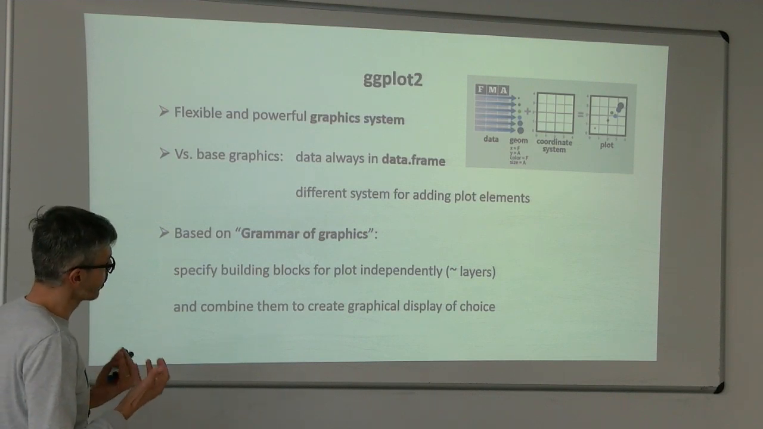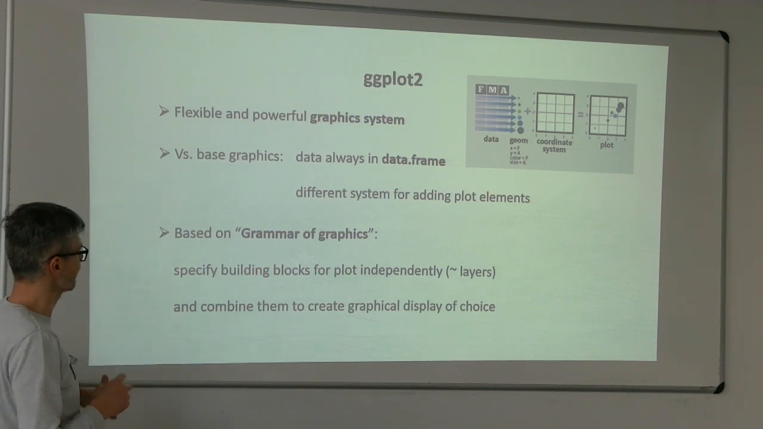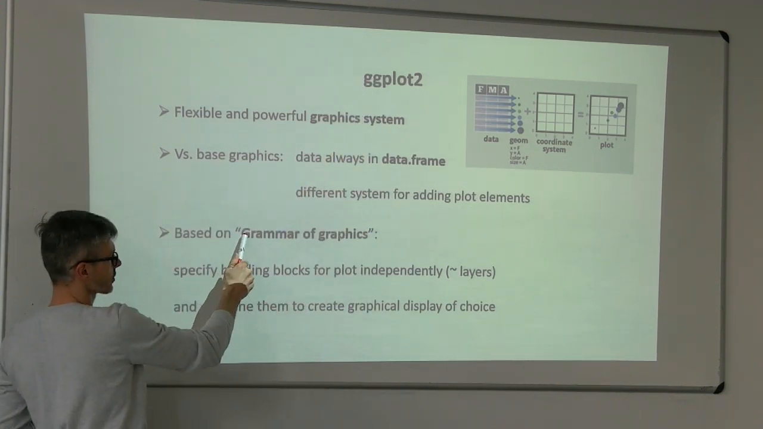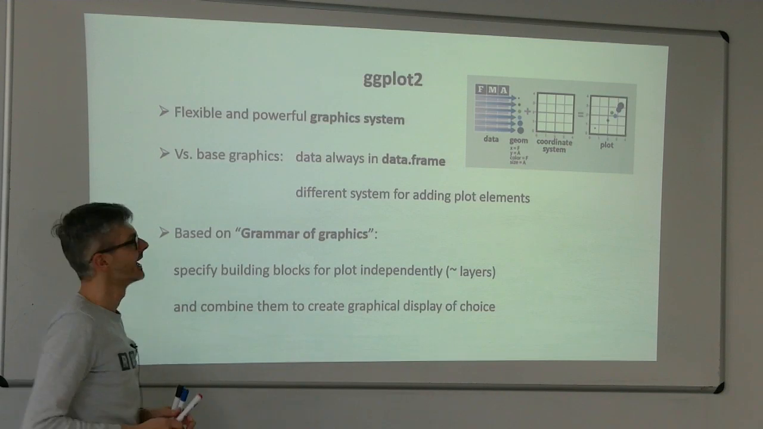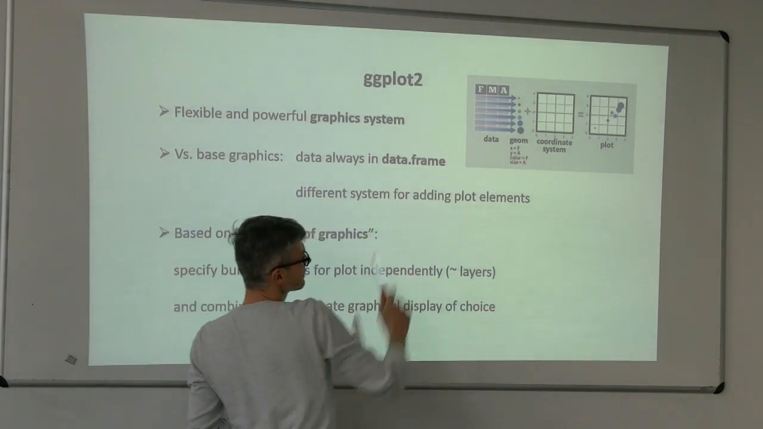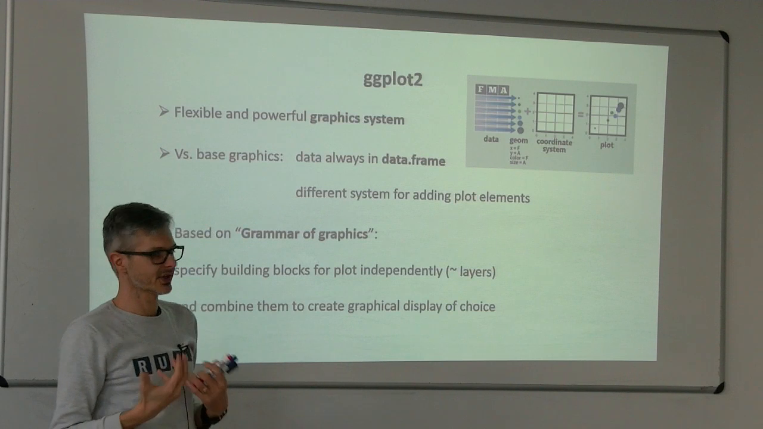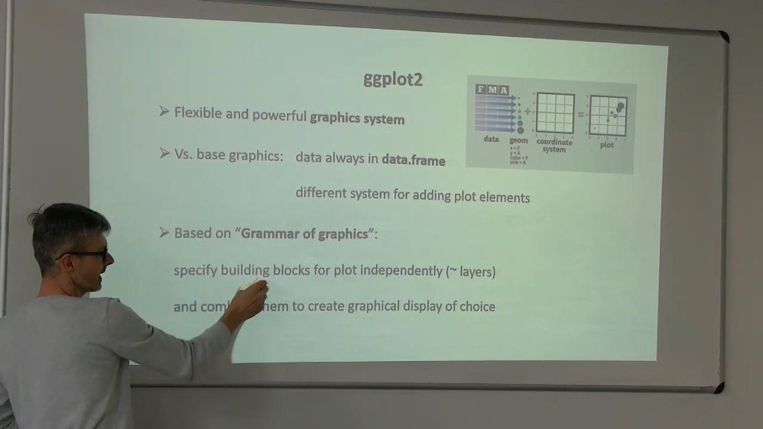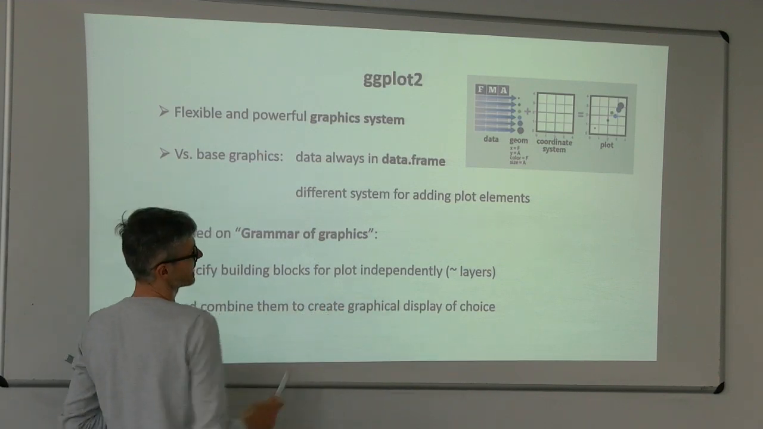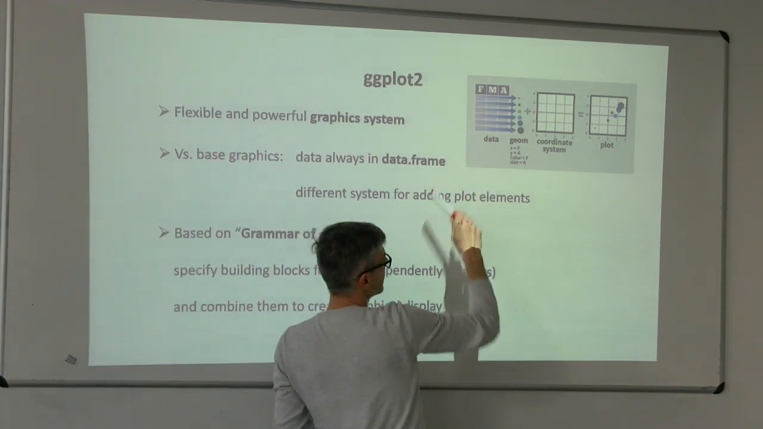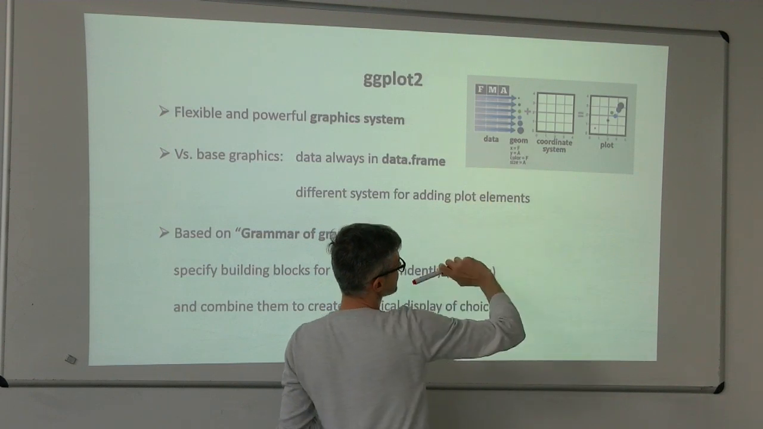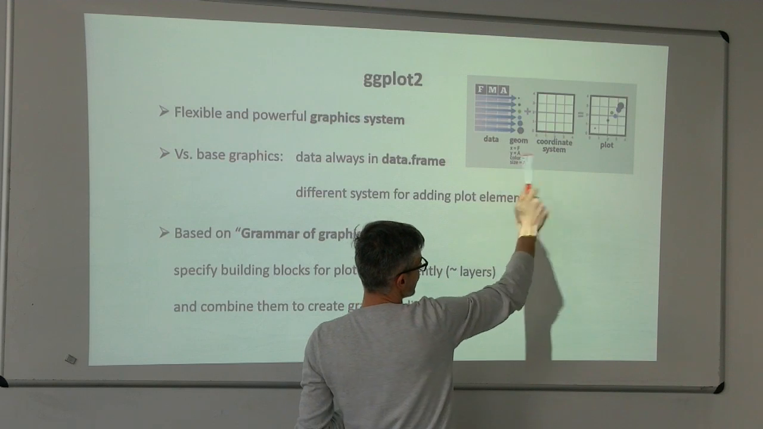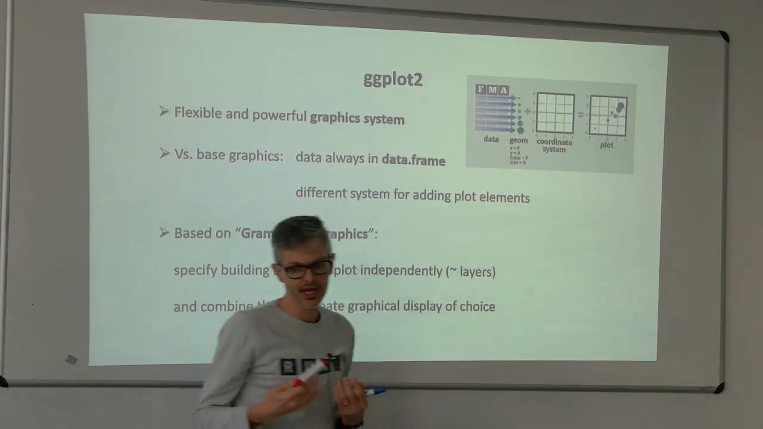And then the way it actually works, how it is different from the base graphics, is that the gg in ggplot actually stands for what they call grammar of graphics. This is also represented here in this figure, where you see different layers. Each specific building block is in an independent layer. For example, you have your data, your geoms, your coordinate system, and you combine these different layers, and this will create your plot.